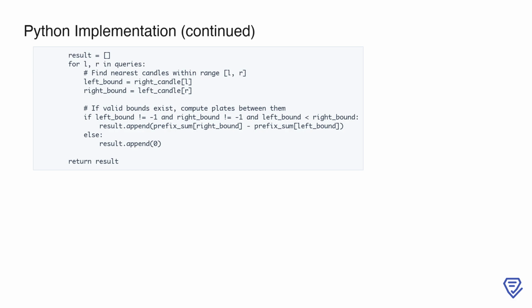If the bounds are invalid, meaning no candles enclose the range, we append 0 to the result list. Once all queries are processed, we return the result list, which contains the answers to each query. This approach ensures that we efficiently handle the problem, leveraging pre-computation to answer each query in constant time.